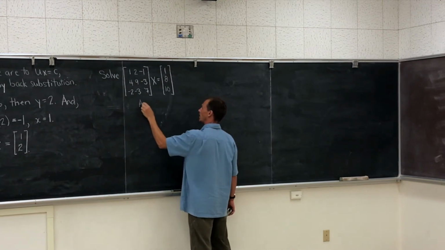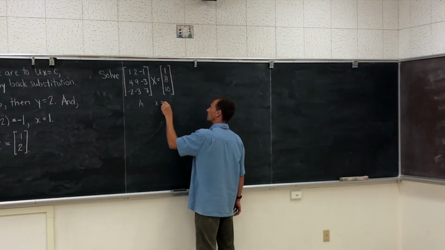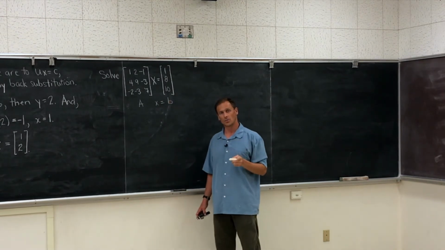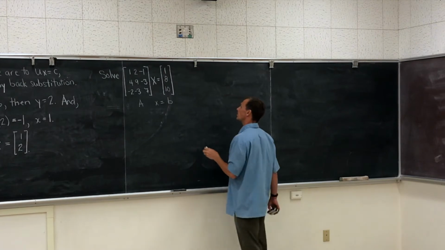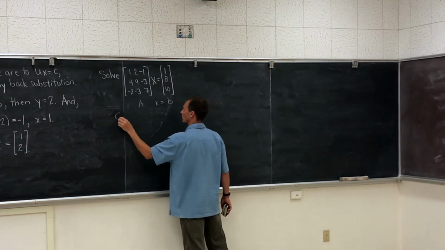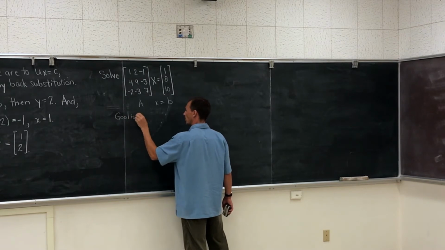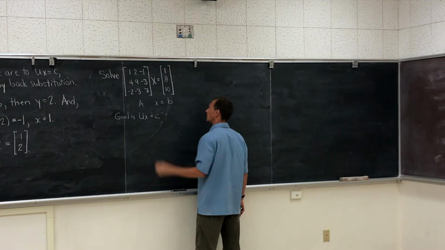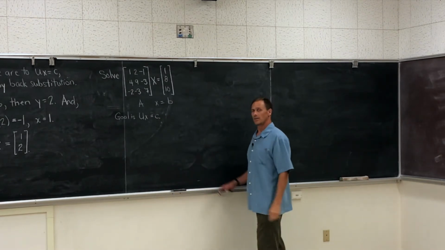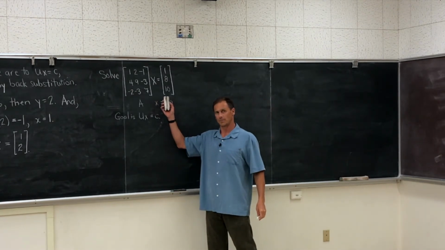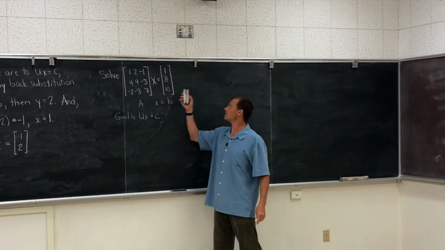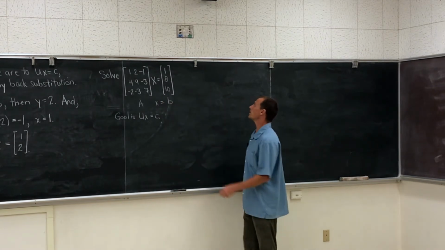This is Ax equals b. Our goal is Ux equals c. So let's just note that goal is Ux equals c. Now, this is the matrix equation. Let's solve it, though, thinking of it as the system. I'm going to write the system right next to that as we go.